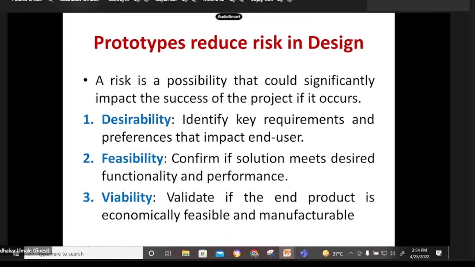And hence always there is a risk in design. So we are trying to reduce the risk of the final design by the prototypes. A risk is a possibility that could significantly impact the success of the project if it occurs. Already I have explained these three terms: desirability identifies key requirements and preferences that impact the end user. Feasibility confirms if the solution meets desired functionality and performance. Viability validates if the end product is economically feasible and manufacturable.